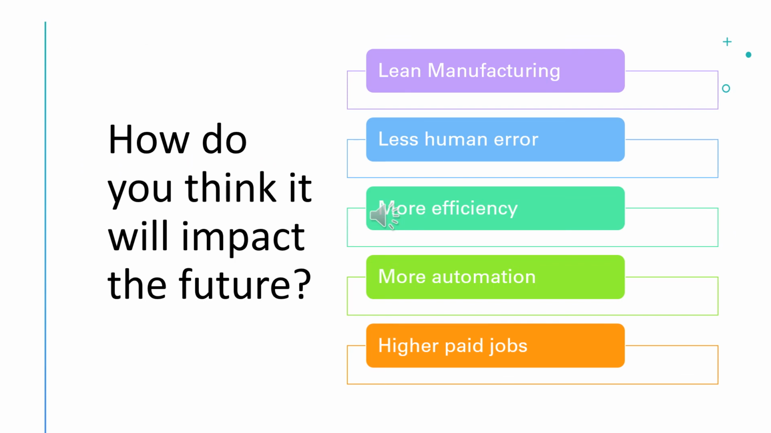So I'm sure you're wondering, how does Six Sigma impact the future? They provide lean manufacturing. With these, we have less human error, we're more efficient, there's more automation. And with all the automation comes higher paid, more skilled technical jobs.